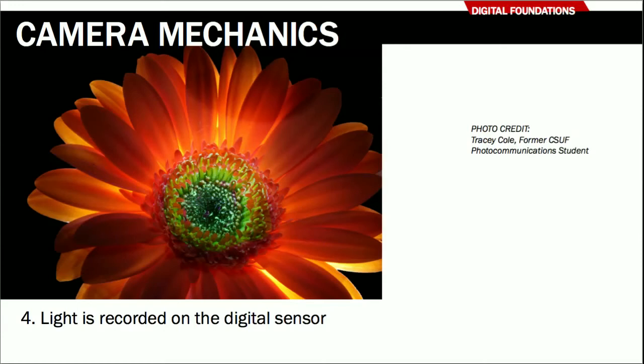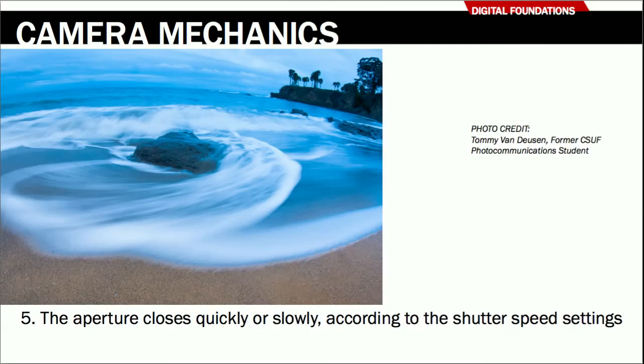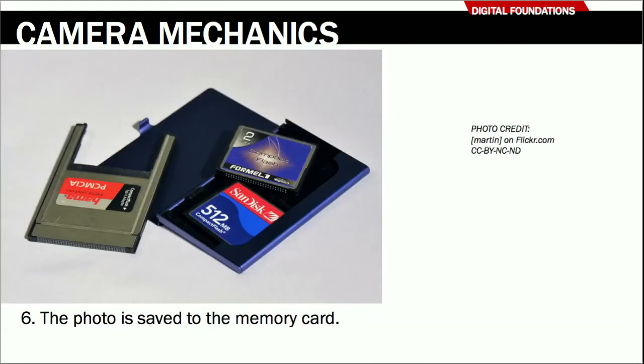Now when the aperture is opened, light is then recorded on the digital sensor, and that amount of light is going to affect what the image looks like. Finally, the aperture closes. This is where that shutter speed comes into play. So if your shutter speed is set at a very quick amount of time, it will make an image where it seems like everything is frozen in time. Or if you have a slower shutter speed, like in this image, then you may see some movement. If you're using a digital camera, then the photo is saved to the memory card, and perhaps you can then view your image on the LCD screen.